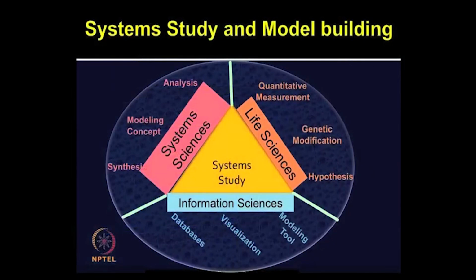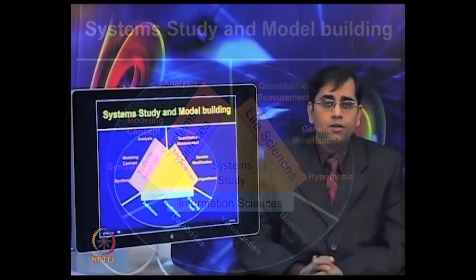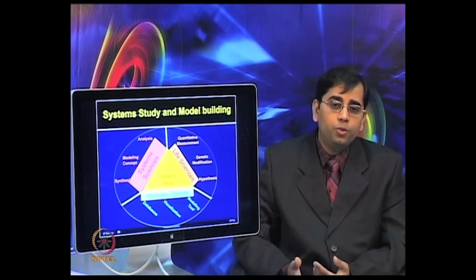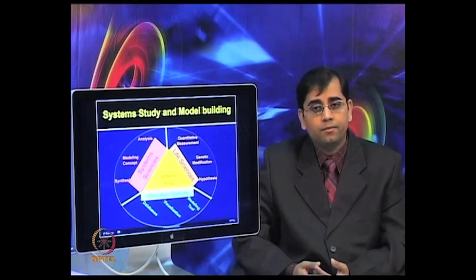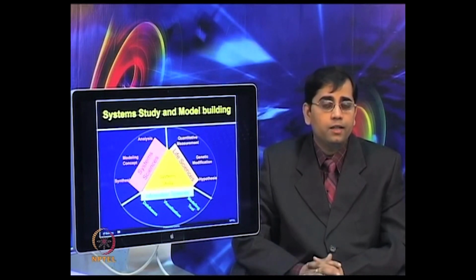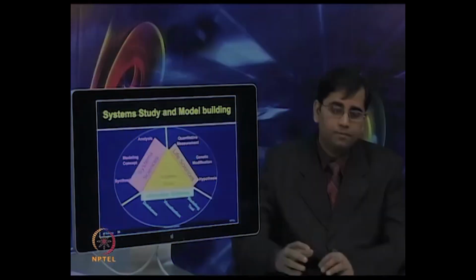Systems study and model building. Systems science includes synthesis, modeling concepts, and analysis. Life sciences disciplines provide quantitative measurements, genetic modifications, and derive some hypotheses. The information sciences enable visualization, modeling tools, and different databases. So, this model building as an aid to understand the complex system is very useful for systems level investigation.